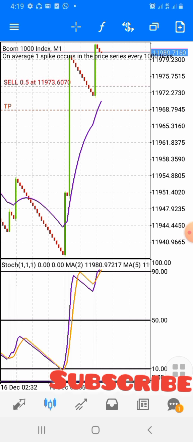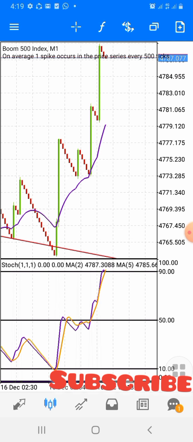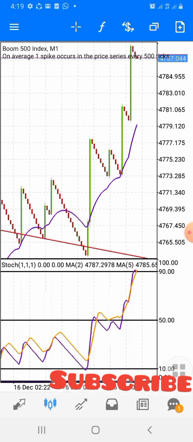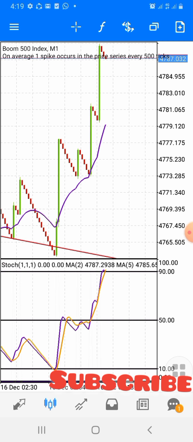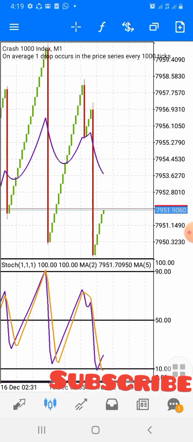All right, now let's check for other indices. This one is about to meet up, and I want to take it. Let us see whether it meets up or not before the video ends. Now go back to crash 1000.